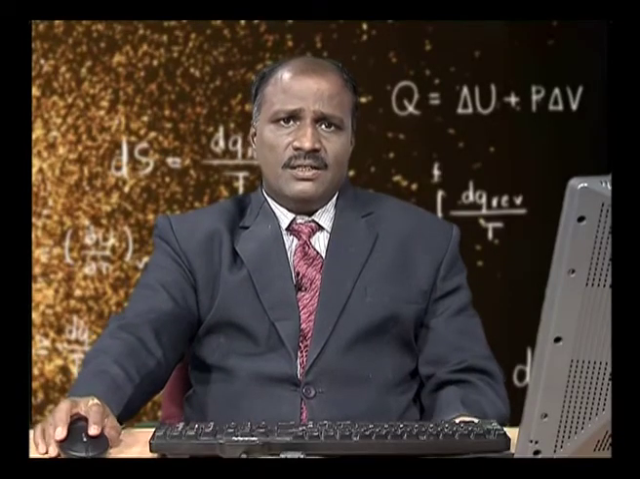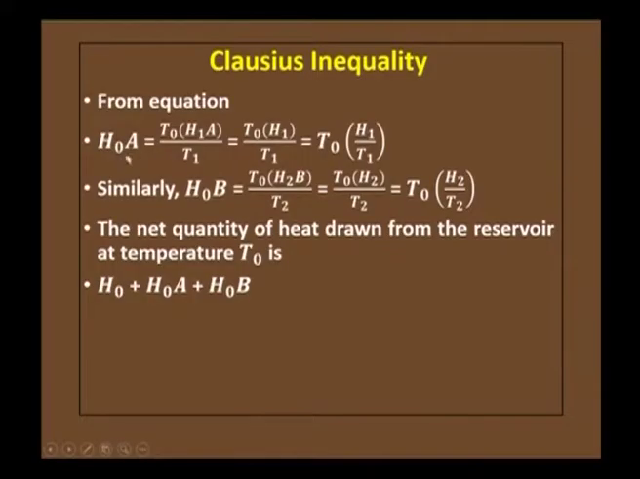From the equation, we have H0A is equal to T0 of H1A by T1, that is equal to T0 of H1 by T1. Similarly, we can extend the same equation for the engine B, that is H0B is equal to T0 of H2B divided by T2, that is equal to T0 of H2 by T2.